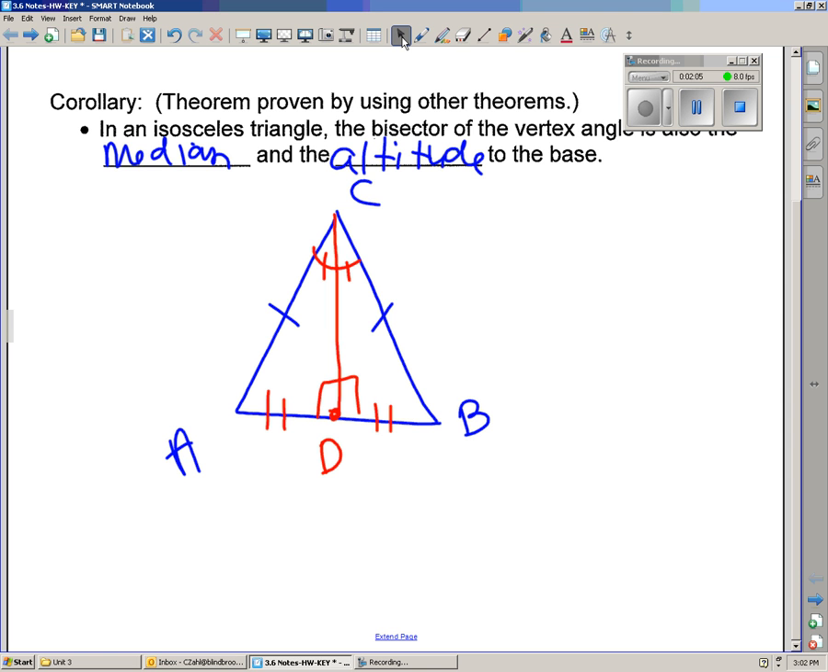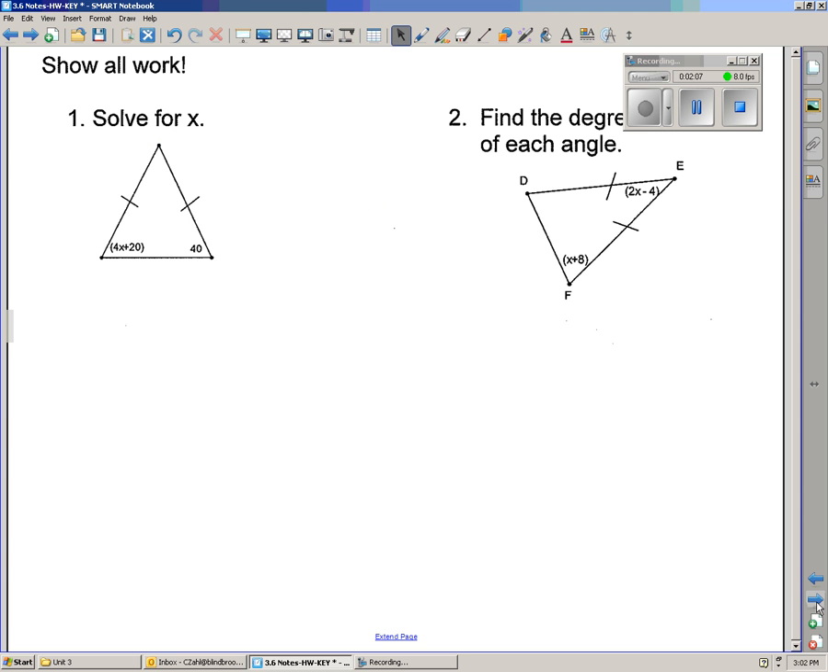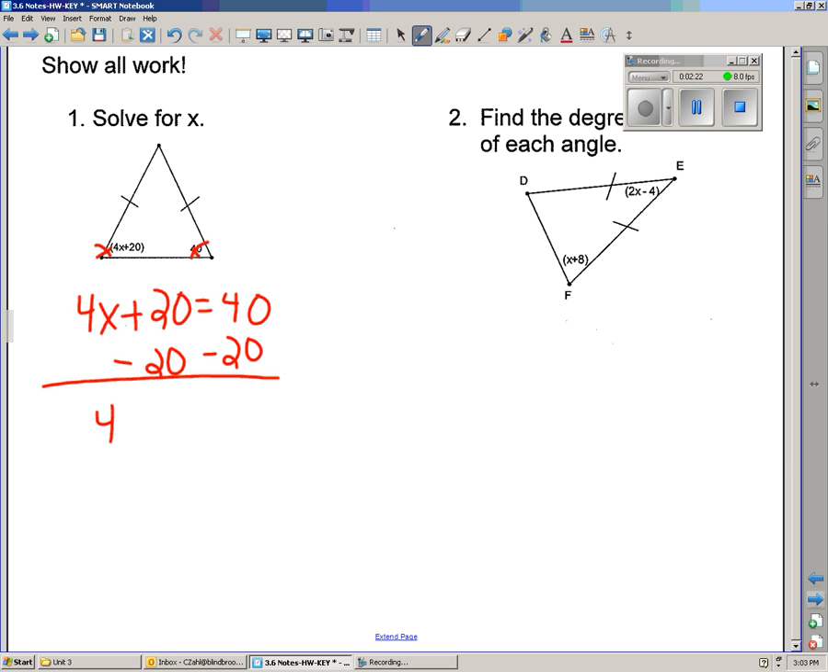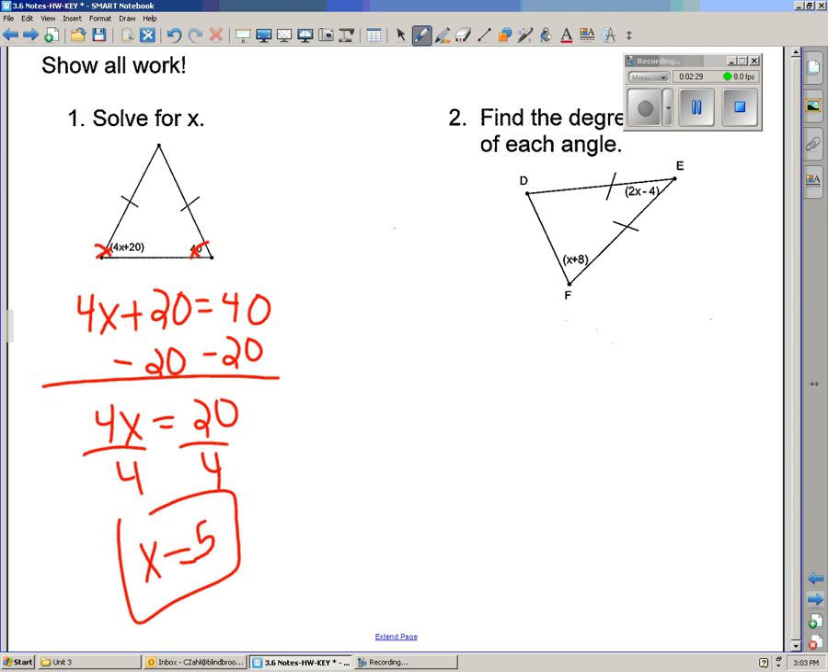Lots of algebra can be done with isosceles triangles. Here's one part of it. Here you're trying to solve for x. Well, in a triangle, if two sides are the same, the angles opposite them must be the same. So you've got the equation 4x minus 20 equals 40. Subtract 20 from both sides. 4x is 20. Divide both sides by 4. X equals 5. And all that it asked you to do was solve for x.